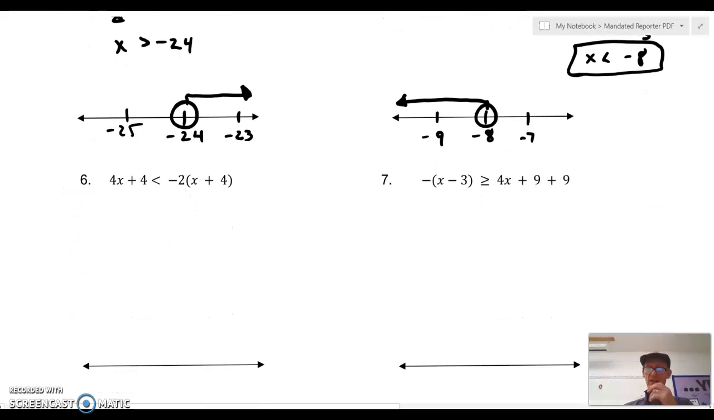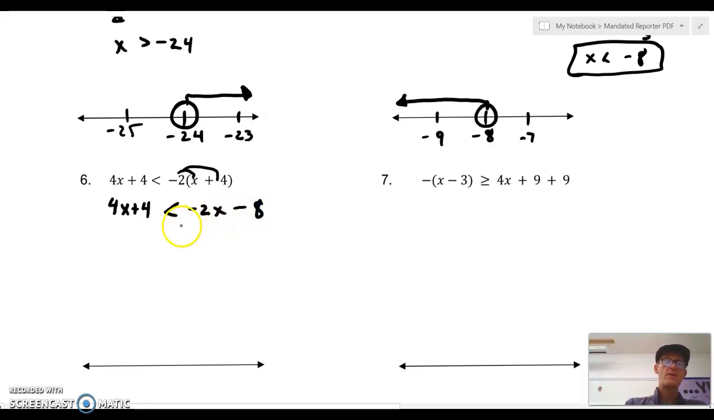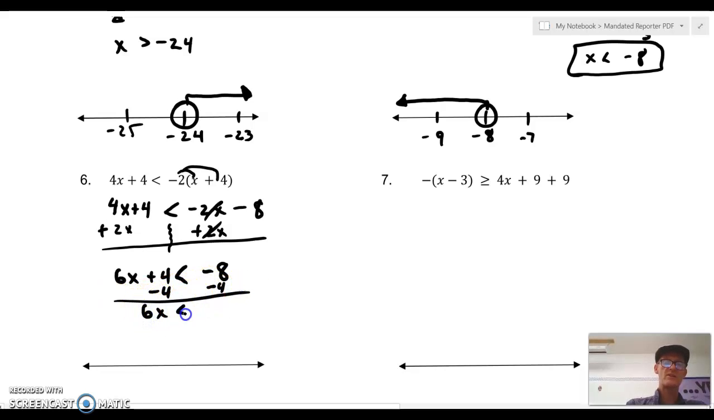All right, these are just more complicated multi-step inequalities, so they're not too bad, but we'll go through them. This problem says, it looks like I have to distribute to remove these two parentheses. 4x plus 4 is on the left, less than negative 2x minus 8 on the right. Now this is just like an equation, so I add the 2x, and I cancel those out. I have 6x here plus 4 less than negative 8. Subtract the 4, and I get 6x. Subtract that 4 there. Run out of room, but that's okay. 6x less than negative 12.